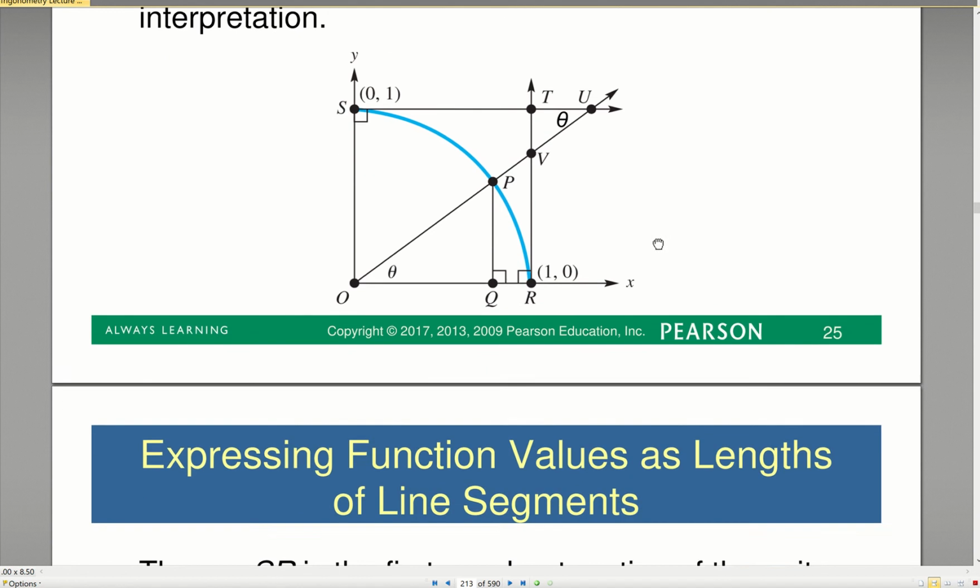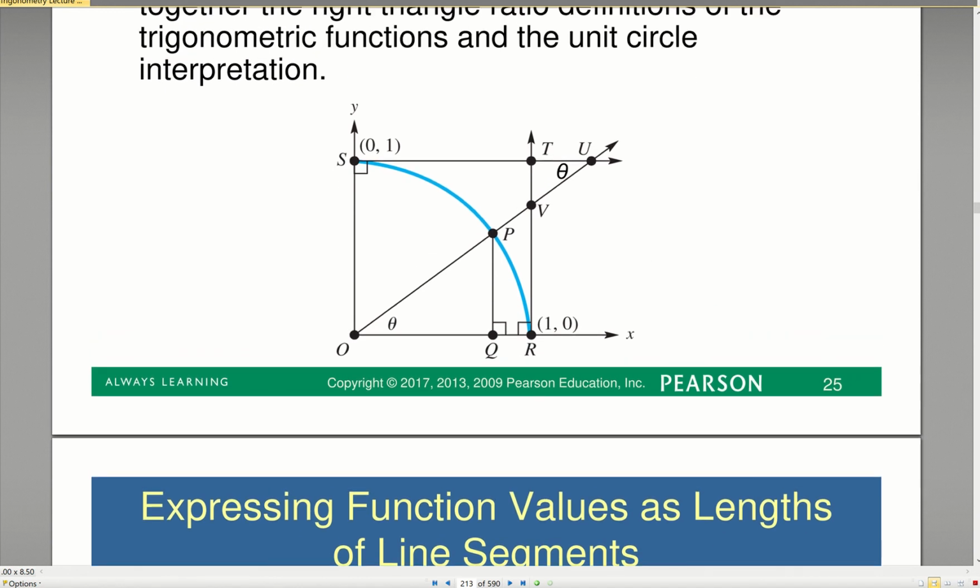Now, notice that because these two lines are both perpendicular to the same line, that makes them parallel. And therefore, this angle here and this angle here, the TUV angle, are alternate interior angles. So therefore, their measures are going to be equal. That's why I wrote the theta here. This wasn't in the original PowerPoint.